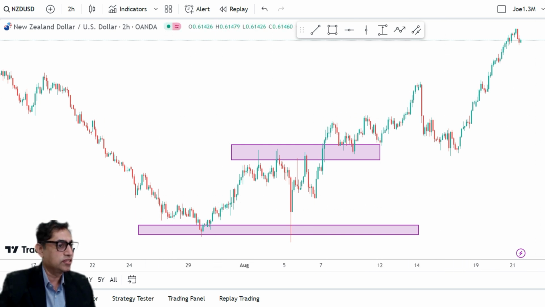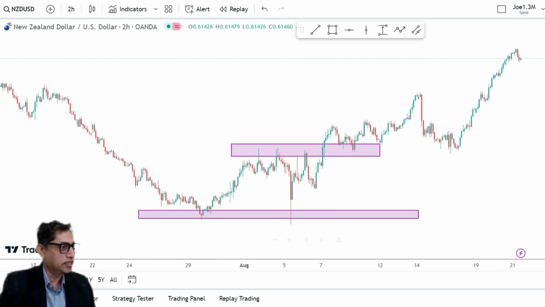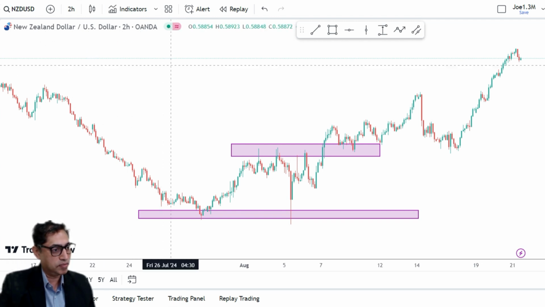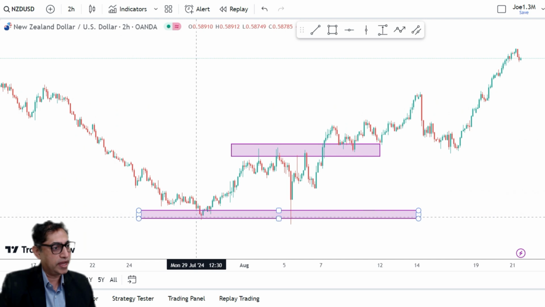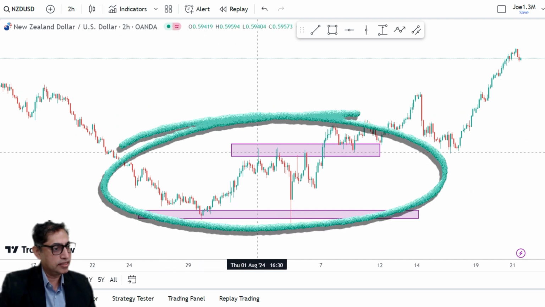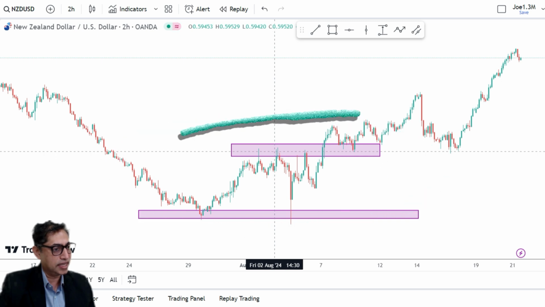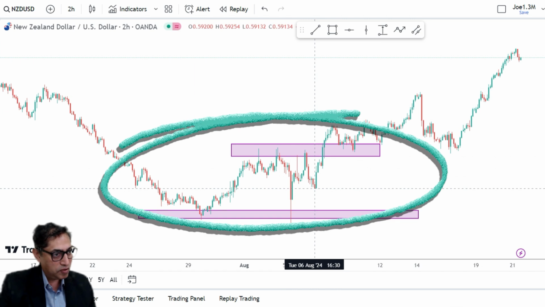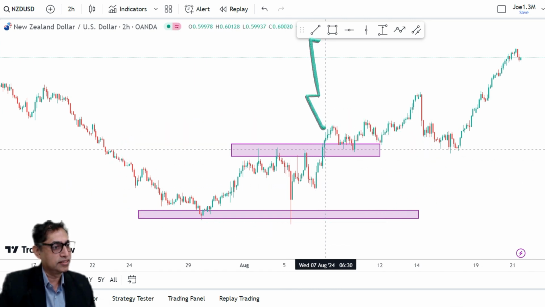I have already drawn the support and resistance line over here. So this is NZD USD, and this is a 2-hour chart. You can see the price came down, went back up. It created a resistance, came back down, went back up again, created a resistance, came back down, went back up, created a resistance, came back down. And over here, it broke the resistance.